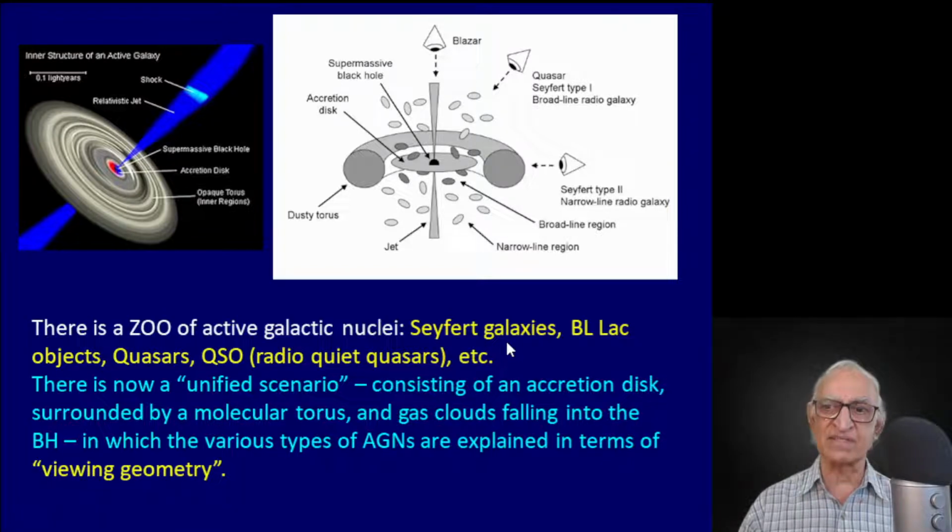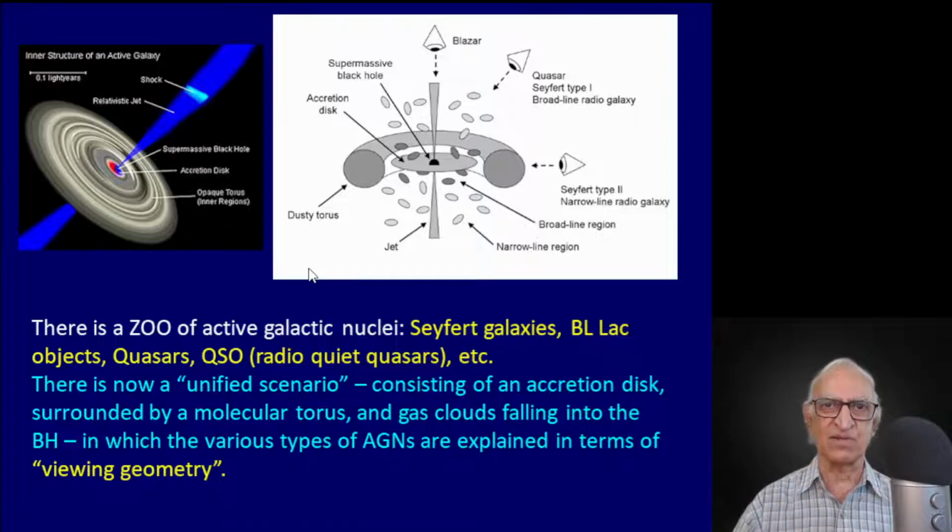There are Seyfert galaxies, there are BL Lac objects, there are quasars, there are QSOs. These are radio quiet quasars. These are quasars, point-like objects, but they are bright in the visible, X-rays and so on, but they are quiet in radio.